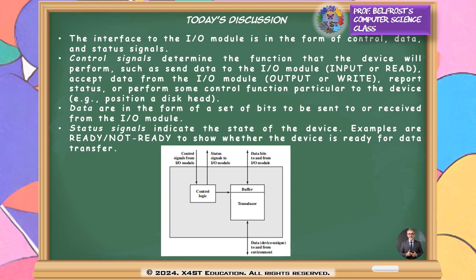The data are in the form of a set of bits to be sent to or received from the I/O module. Status signals indicate the state of the device, for example, ready or not ready, to show whether the device is ready for data transfer or not.